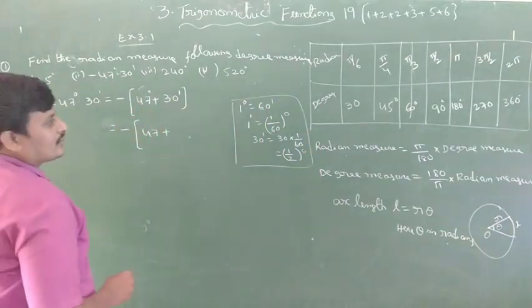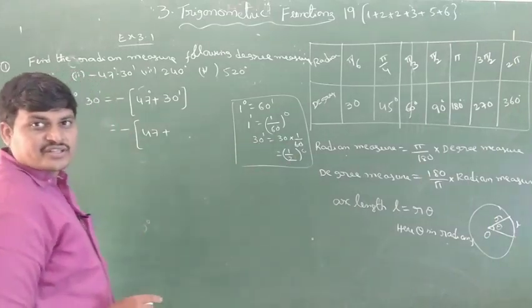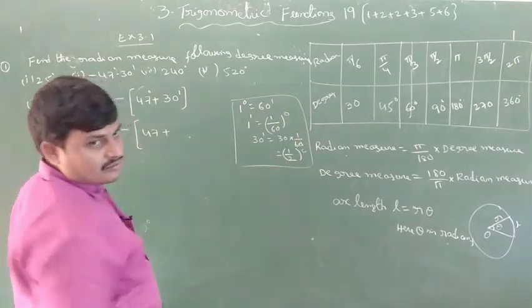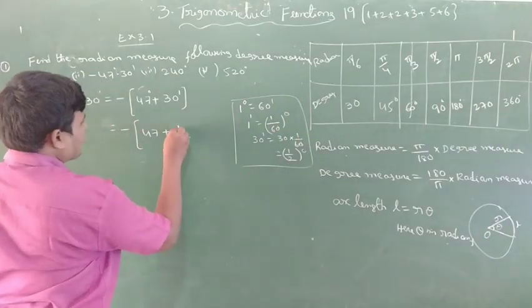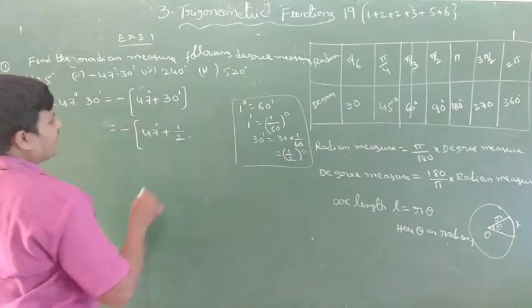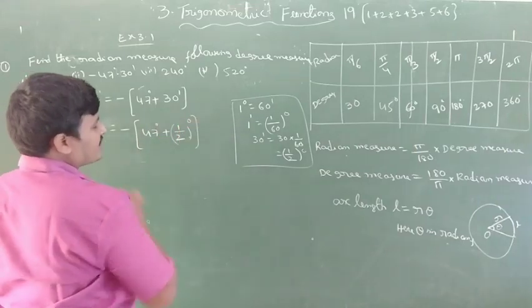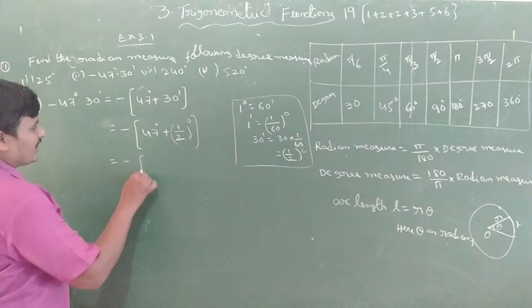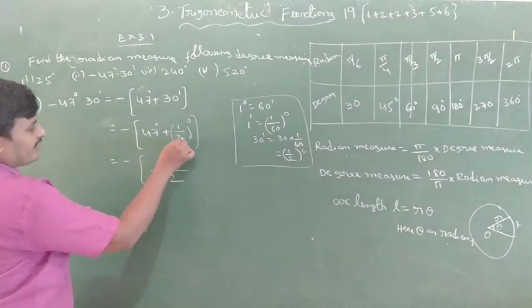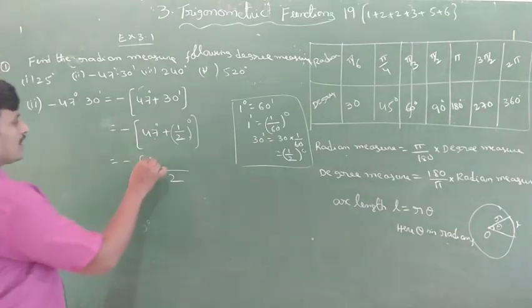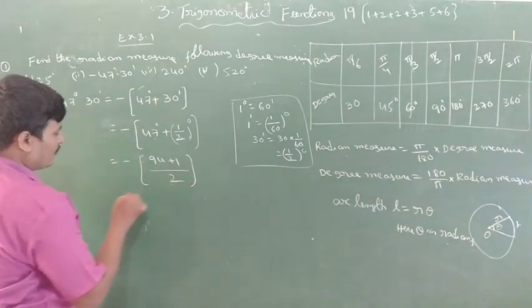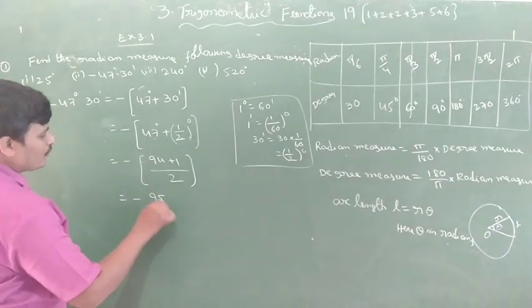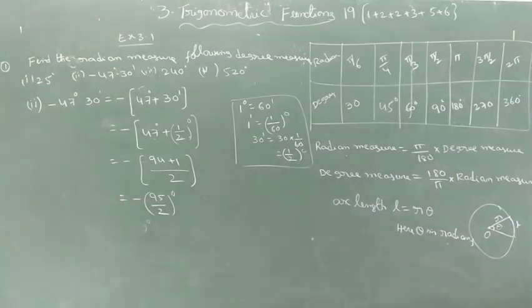30 minutes is equal to 30 into 1 by 60. Listen carefully, this box is an important explanation. So 47 degrees plus 1 by 2 degrees. 30 minutes is equal to half a degree. So the total degrees, LCM 2: 47 into 2 is 94, 94 plus 1 gives minus 95 by 2 degrees. These all are degrees.